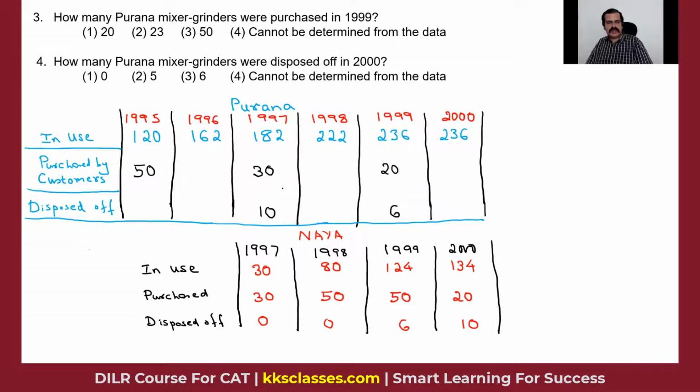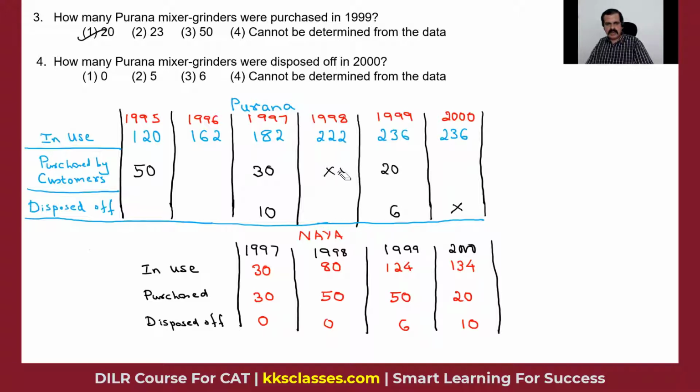So 2 of the questions were based on Purana mixer grinders. The first one says how many Purana mixer grinders were purchased in 1999, and we have this figure here, which is 20. How many Purana mixer grinders were disposed of in the year 2000 was the next question. Disposed of, I don't know. What is this figure? I have no clue. Why? Because to get this, I should have got this, right? I should know this. I don't know that, right? Because how do I get this number?